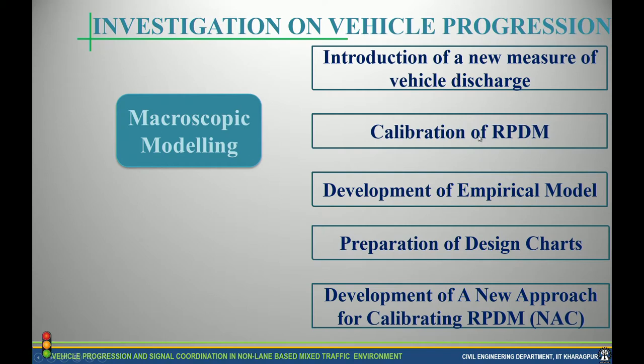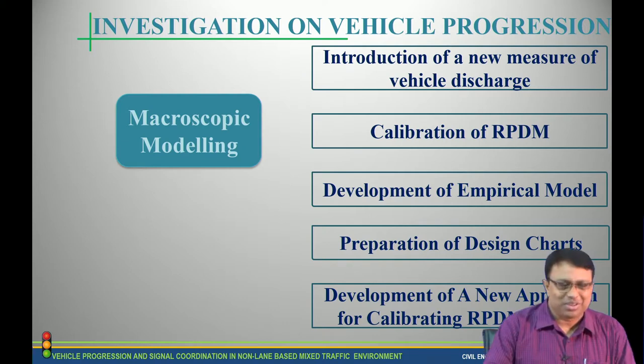We worked on the calibration of Robertson's platoon dispersion model, as I said, how you calibrate the model in a local condition. We also developed an empirical model so that you can model the parameters of the Robertson platoon dispersion model, relating them to the roadway and traffic conditions. Then we developed some design charts which could be used easily by practitioners to select appropriate inputs. And we developed a new approach for calibrating the Robertson platoon dispersion model, primarily to address what concern? That long tail. That was the result. So, these are the major components of work done as a part of this research and as a part of Dr. Bhaskar's work.